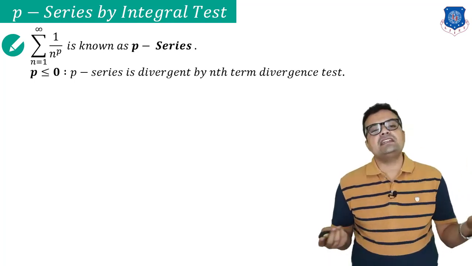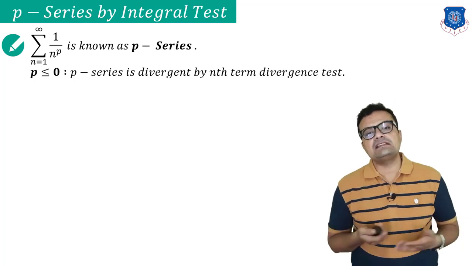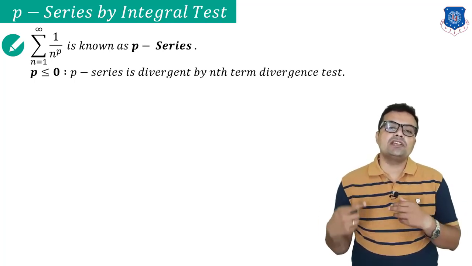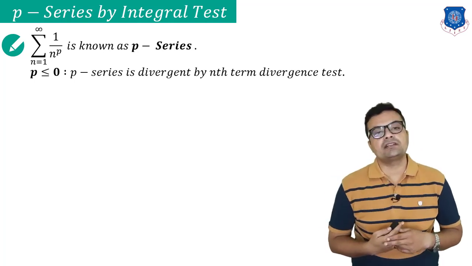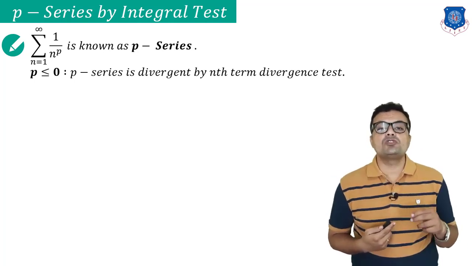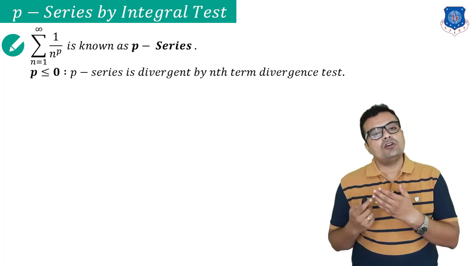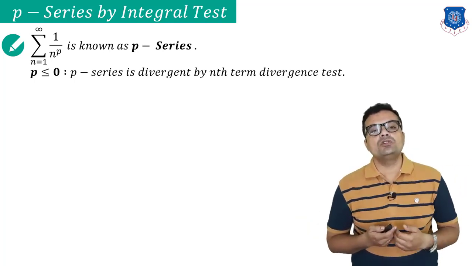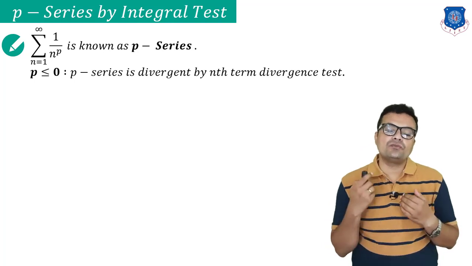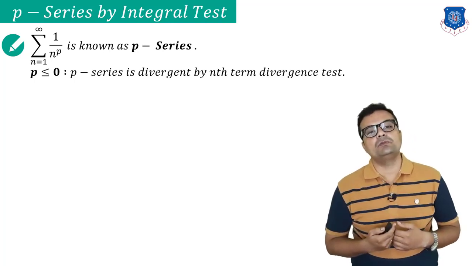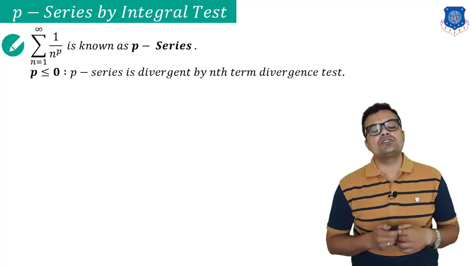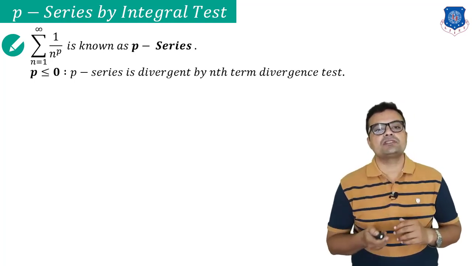If you take any negative number, for example, for simplicity I am taking minus 1, it will give you 1 upon n raised to minus 1, so that denominator's n will jump into the numerator. So it will give you the summation n equal to 1 to infinity of n, and obviously it will go to infinity. The more negative the value of P, the faster the approach toward infinity will be seen. And this is the reason why for all P less than or equal to 0, this series is divergent.